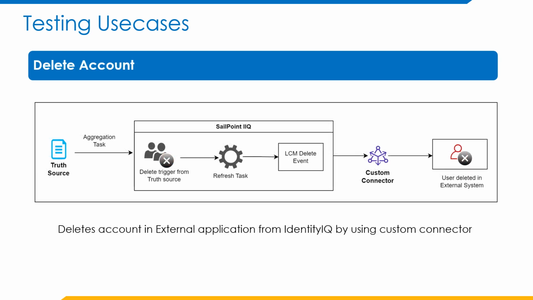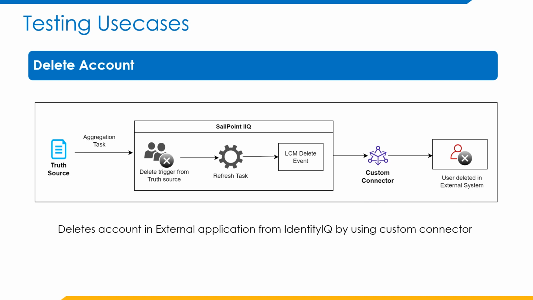The next operation is delete account. Here we will receive the delete trigger from the delimited file truth source. This gets updated on the identity from the aggregation task. Upon running the refresh identity cube task, a configured lifecycle delete event will be triggered to handle the account deletion process in the target application using a provisioning plan.